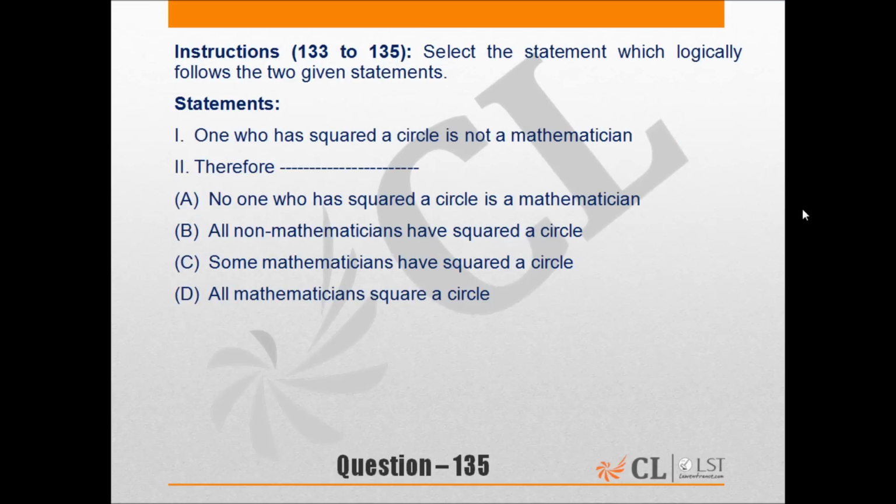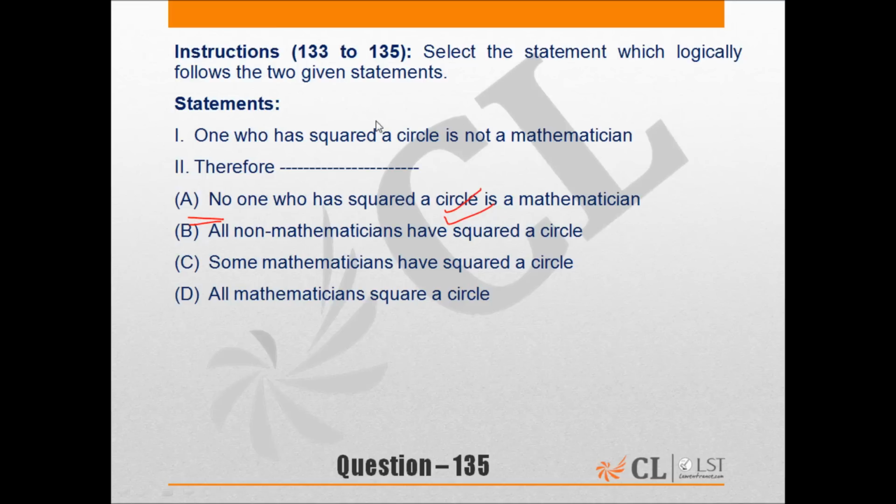One who has squared a circle is not a mathematician. Those who have squared circles are not mathematicians. If this is true, another way of phrasing this is that mathematicians will not square a circle, would never have squared a circle. This is what option A also says. No one who has squared a circle is a mathematician. This conclusion therefore follows.